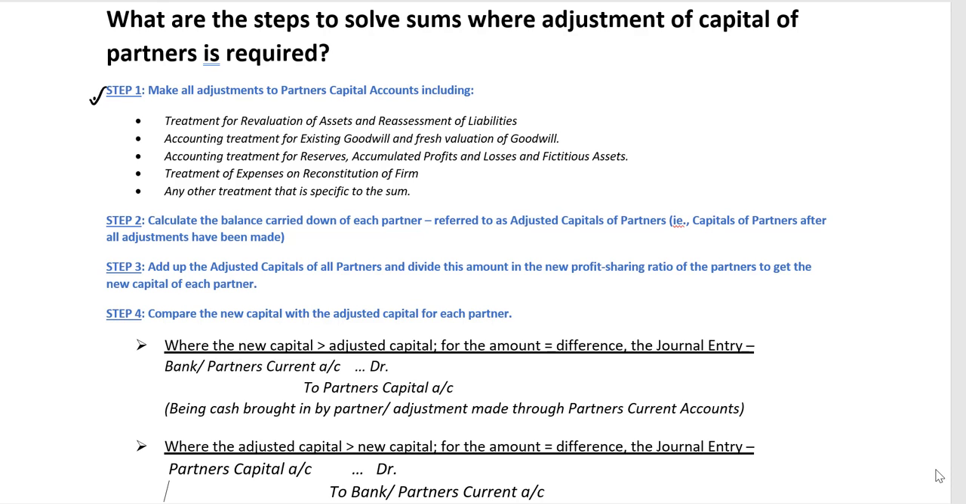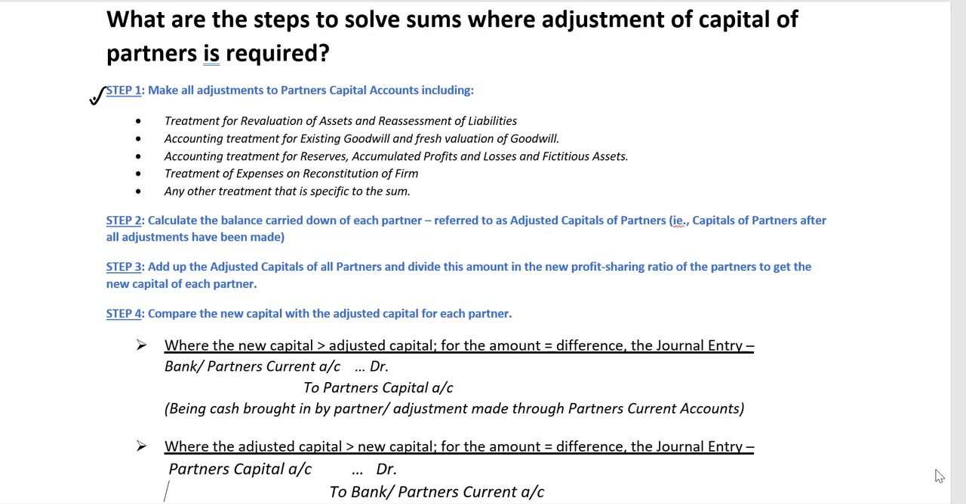The next step, step 2, is after making these adjustments, we need to calculate the balance carried down of each partner. Now this is referred to as adjusted capitals of the partners. That is the capitals of the partners after all adjustments have been made. But please do not write this answer down as balance carried down. You can write it in your working notes. The adjusted capital of each partner, that is the capital of the partners after all adjustments have been made.